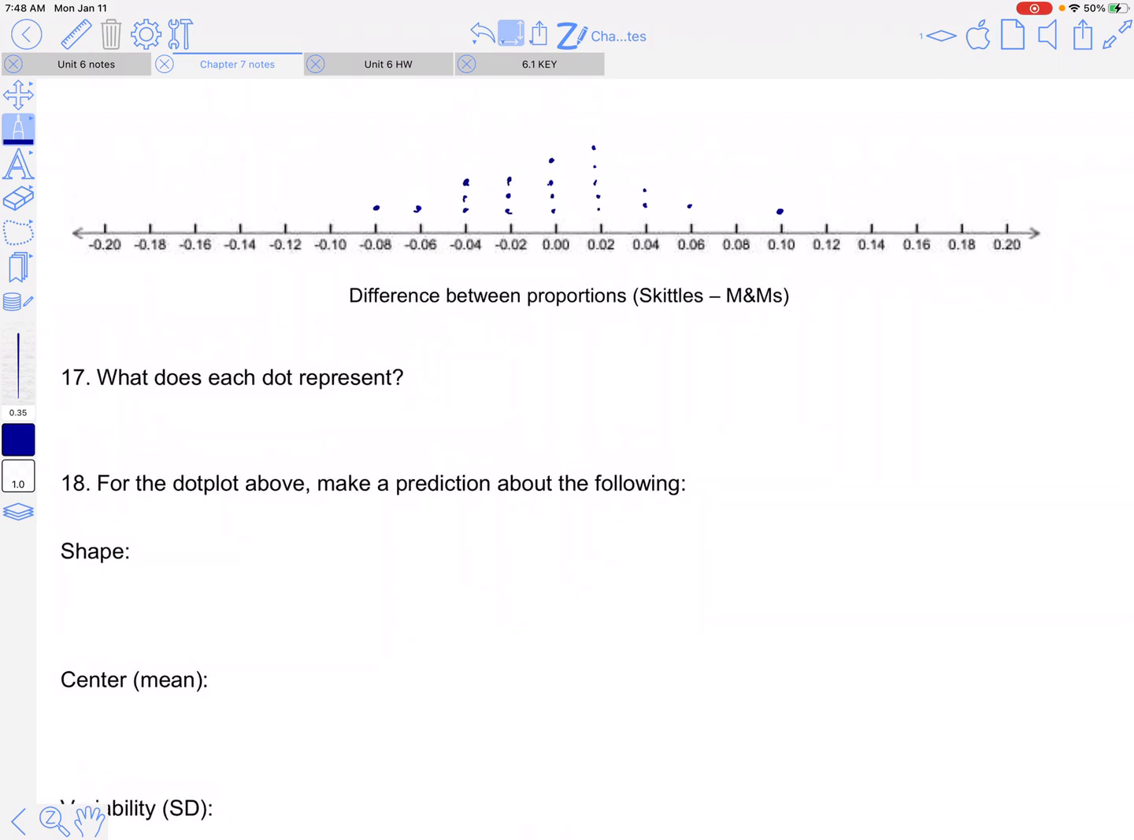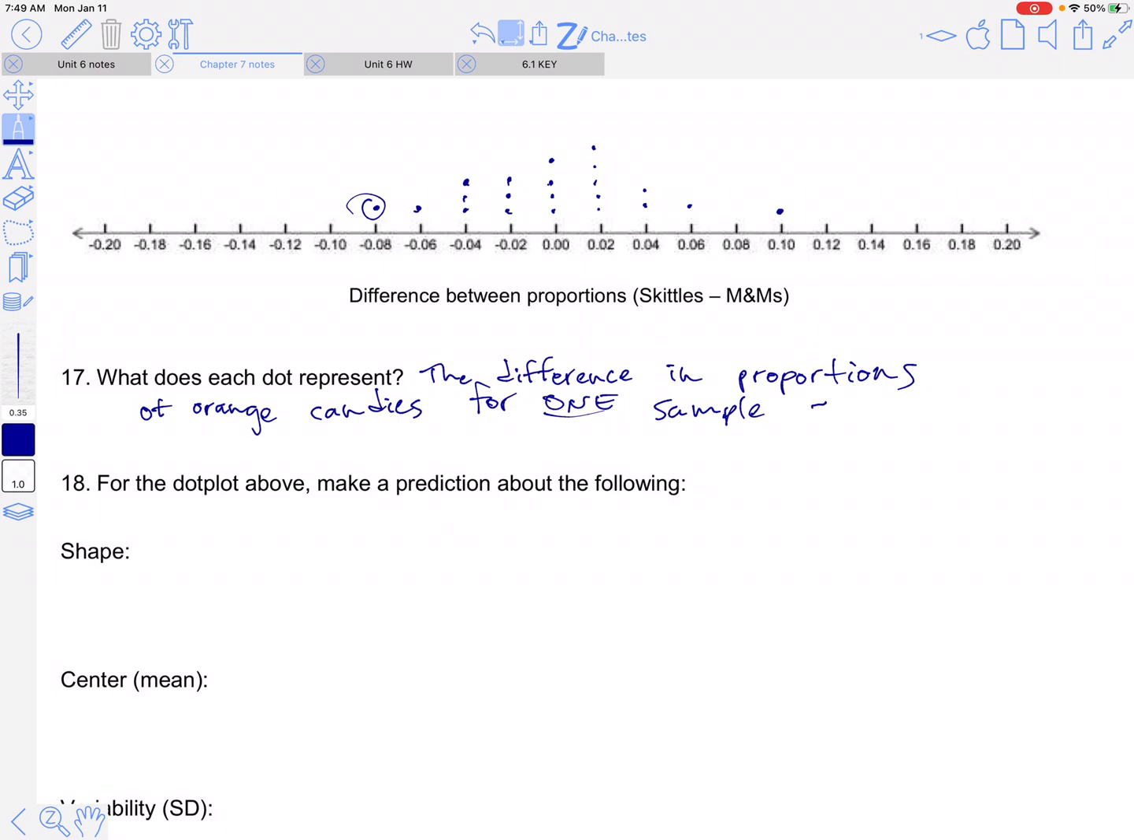So what does each dot on here represent? I want you to think about that. What is that dot actually telling us? And the title's going to give us a hint, right? But it's the difference. So exactly what I did on the very first problem under 15. It's the difference in proportions of orange candies for one sample of Skittles and M&Ms.